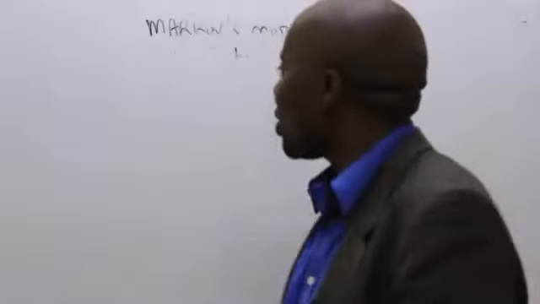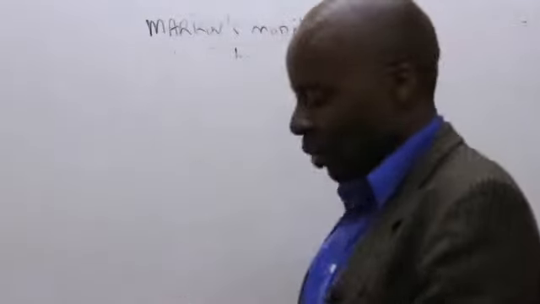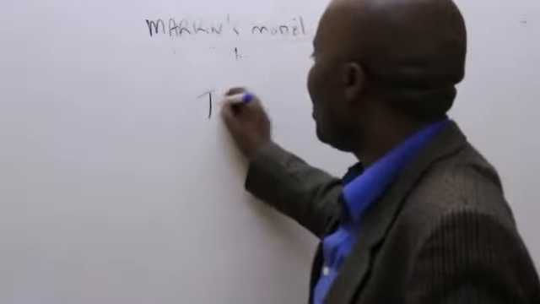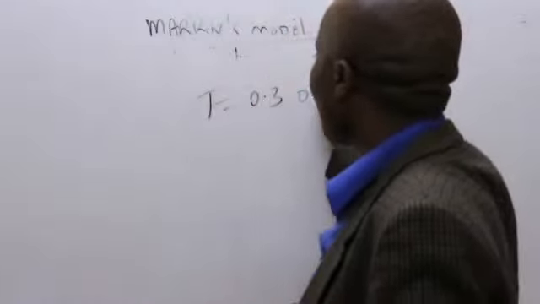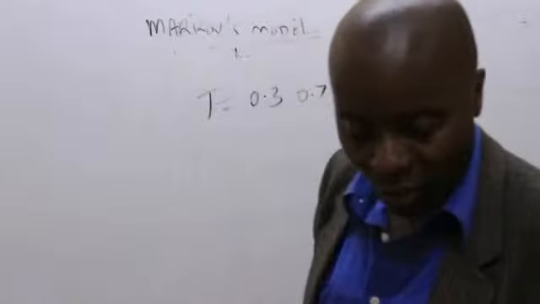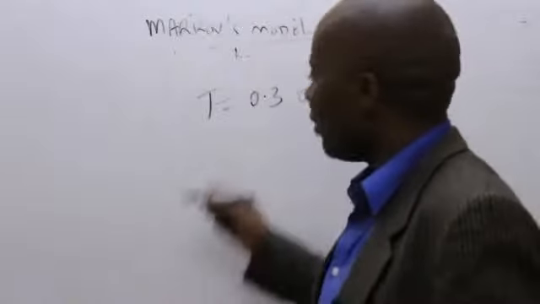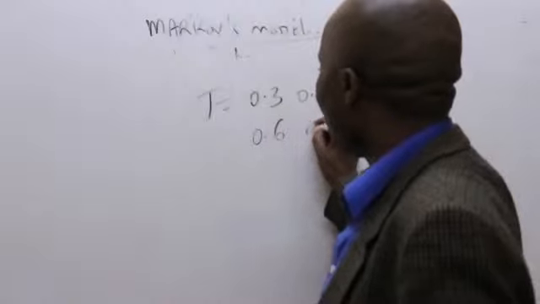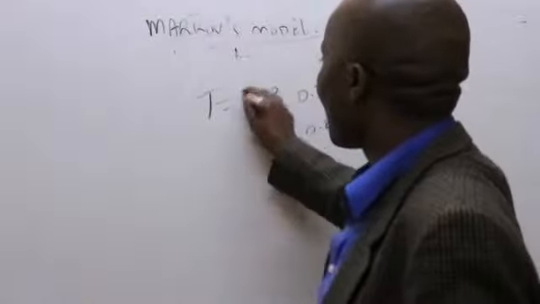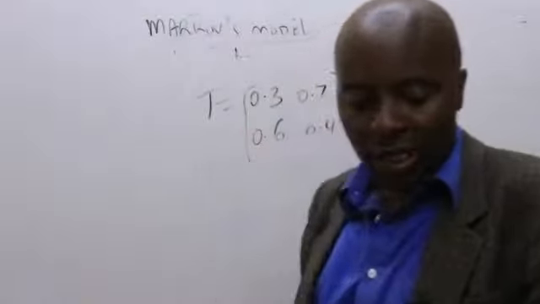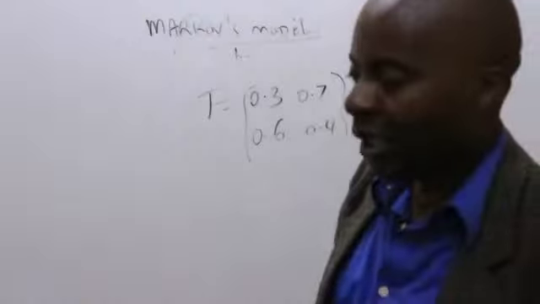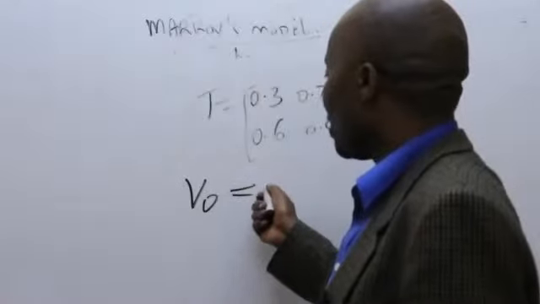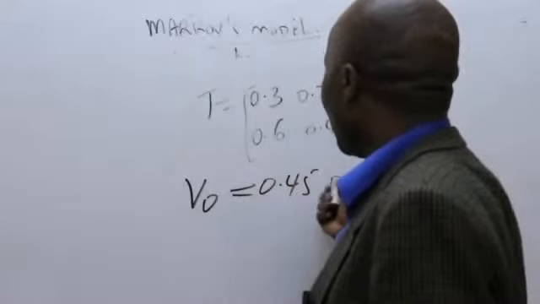So in our illustration, you are given matrix T. We are told T equals 0.3, 0.7, and then 0.6, 0.4, like that. And then these guys have gone ahead to give me the initial vector, where they have told me that vector 0 is 0.45, and then 0.55.